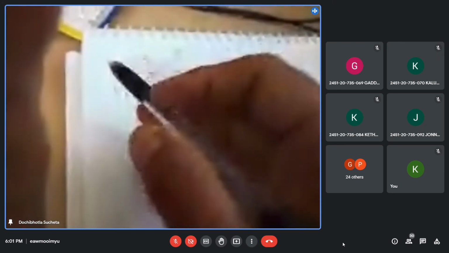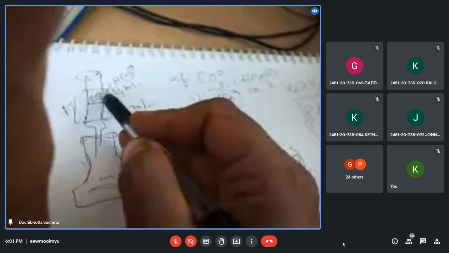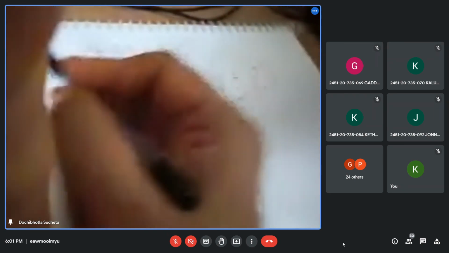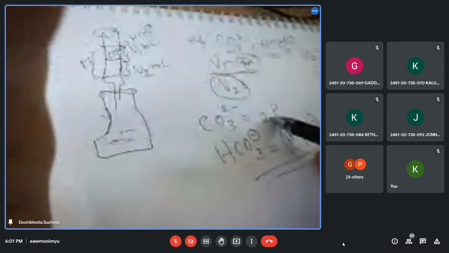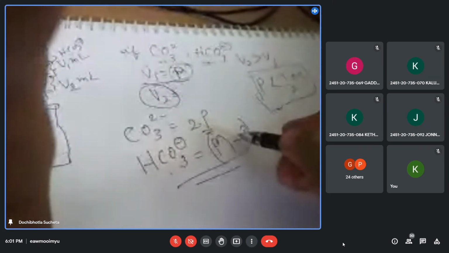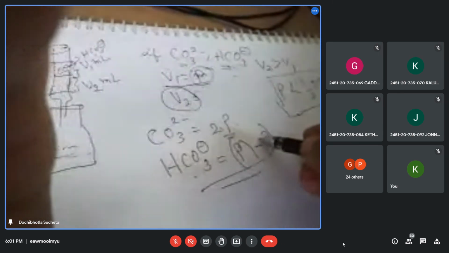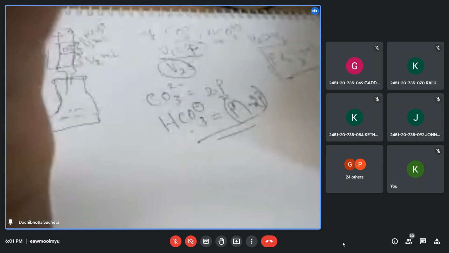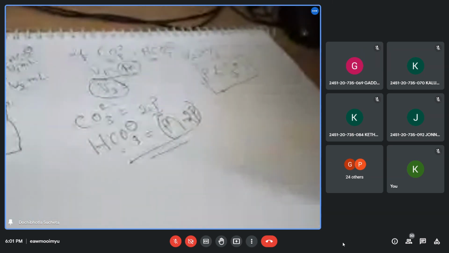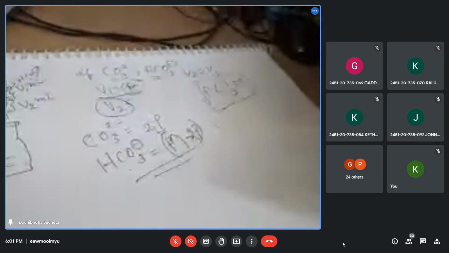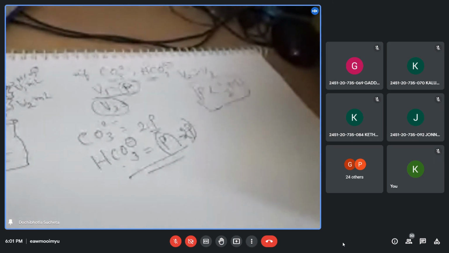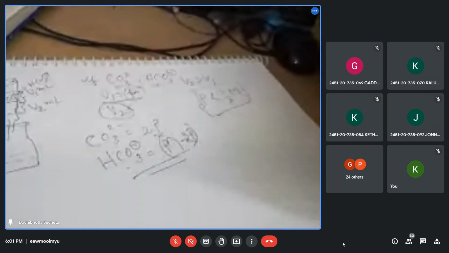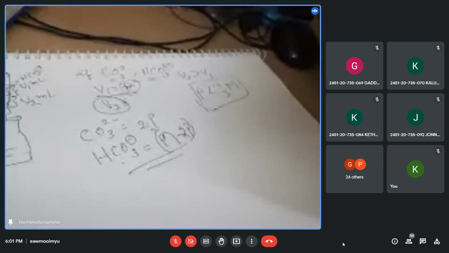Why? Total is M. This portion is M minus P, and here P. The carbonate is 2P, and here M minus 2P, right? M minus 2P is correct. M minus 2P is bicarbonate. And hence is the discussion. Okay, fine. This concludes the table for calculation of the amount of HCl required for neutralization.